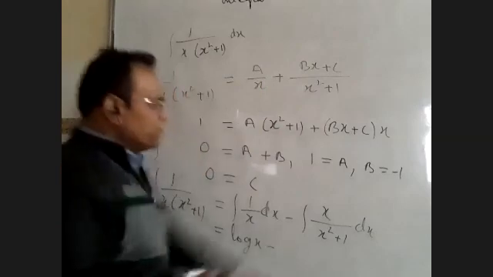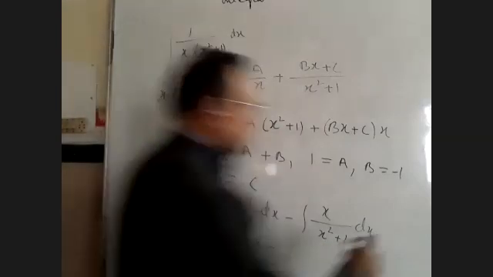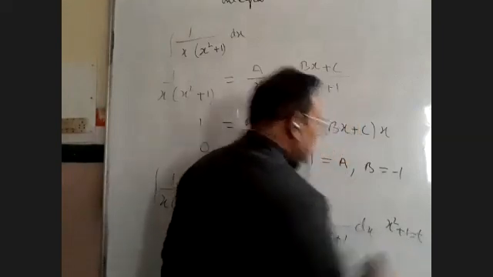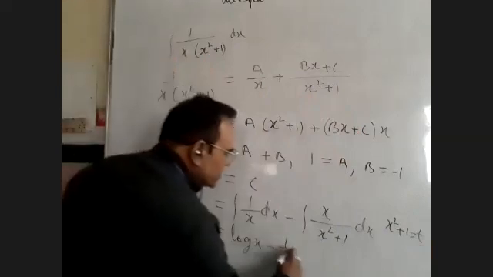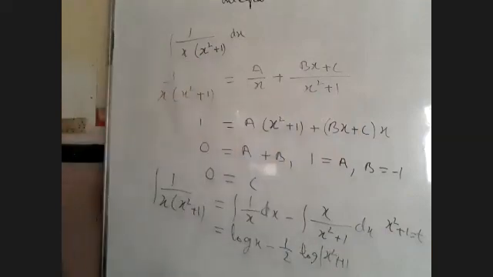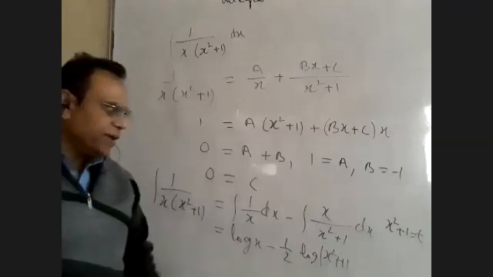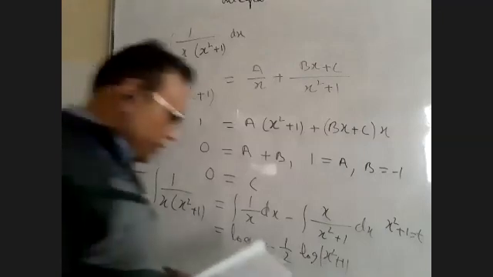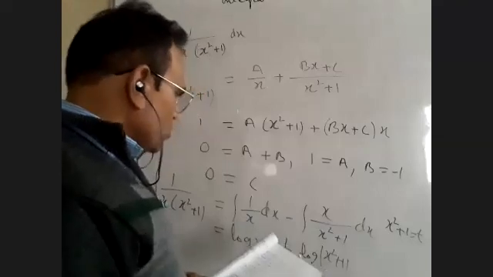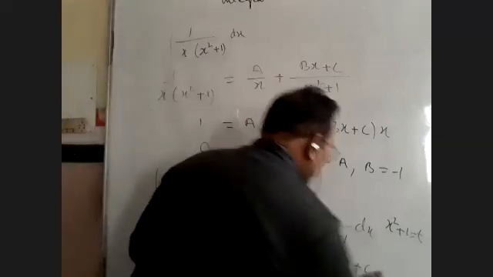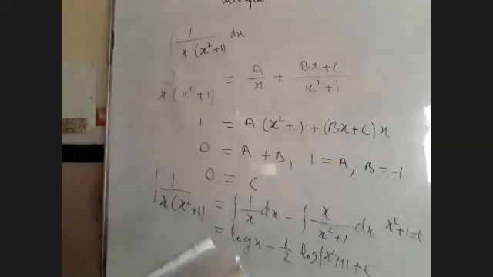And if we assume x square plus 1 as t, then 2x dx is equal to dt, so 1/2 will come. 1/2 log of x square plus 1. So you can combine both the terms. Which option is correct? Log x minus 1/2 log of x square plus 1 plus C. Okay, C is a constant of integration. So the first option is correct, A.